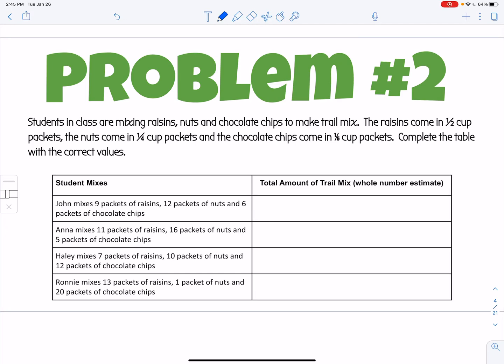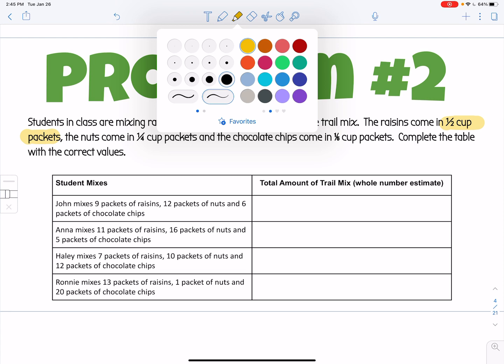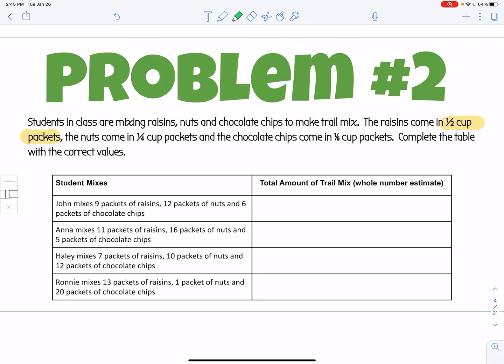Okay, moving on to problem number 2 of our study guide for units 3 and 5. I'm going to first read the problem and highlight what I need to know. Students in class are mixing raisins, nuts, and chocolate chips to make trail mix. The raisins come in 1/2 cup packets. The nuts, I'm going to change color, maybe green, come in 1/4 cup packets. And the chocolate chips, yummy, come in 1/5 cup packets.